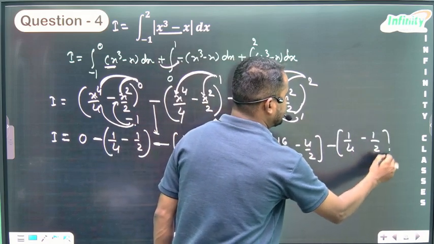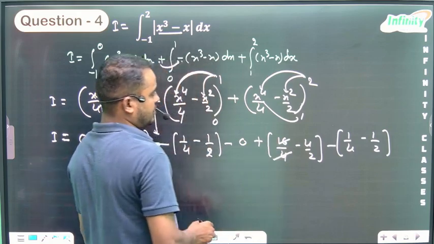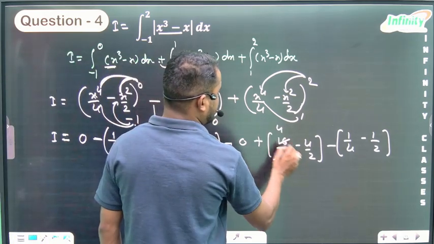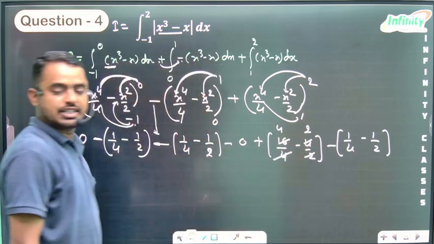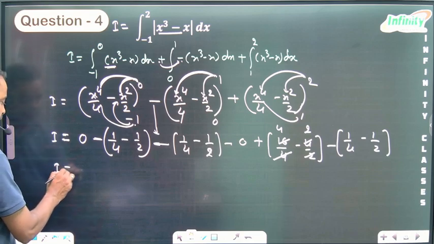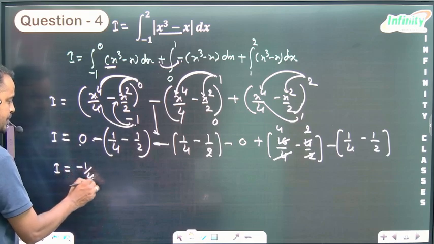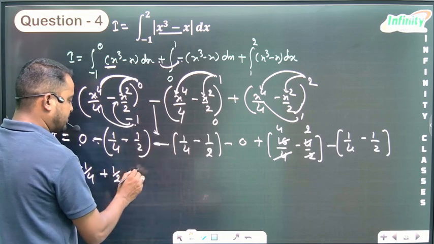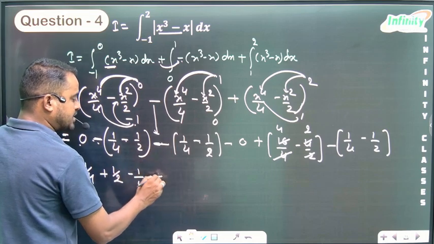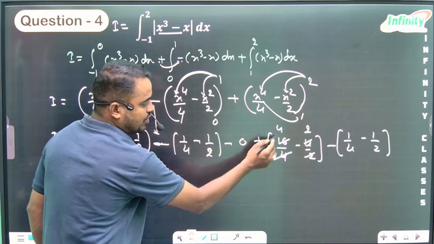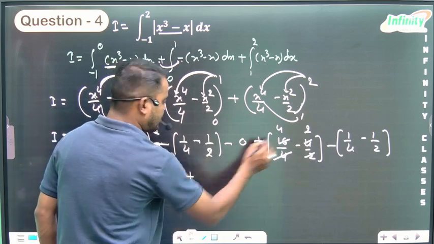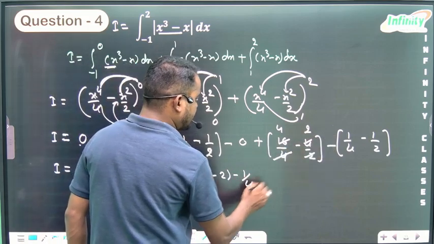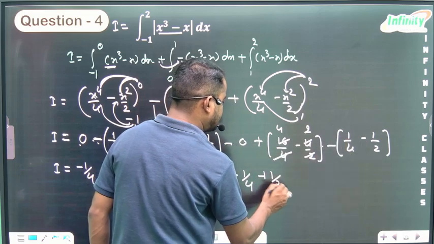minus 1 by 2. Now 2 raised to 4 means 2 2s are 4, 4 2s are 8, 8 2s are 16. 4 1s are 4, 4 4s are 16, 2 1s are 2, 2 2s are 4. Cancel this one. Now see here, I is equal to, leave this 0, minus 1 by 4 minus into minus plus 1 by 2, open the bracket and multiply with the minus sign. Minus 1 by 4 minus into minus plus 1 by 2, leave this 0, that is 4 minus 2, plus 4 minus 2 here, minus 1 by 4 minus into minus plus 1 by 2.